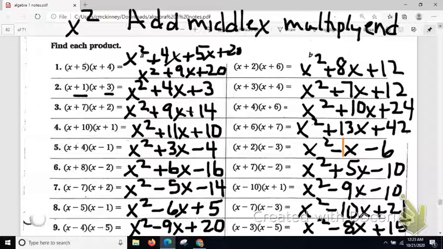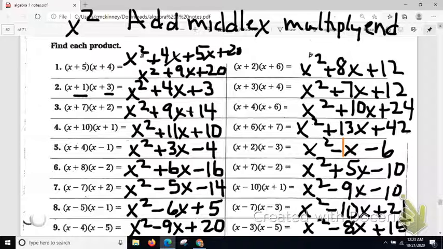So think about what we got. When the signs were the same, the last number is going to be positive, and the middle sign would be determined by the signs, right? So 2 negatives, of course, is going to add up to a negative. 2 positives is going to add up to a positive. When the last sign is negative, there was one of each, and the bigger number had to match the middle. And it was really more like they subtracted to give you the middle, right?